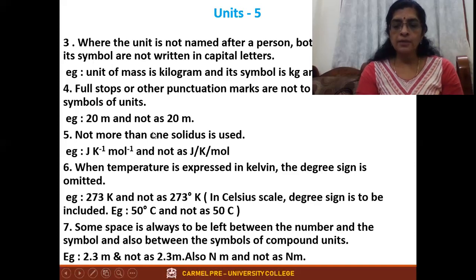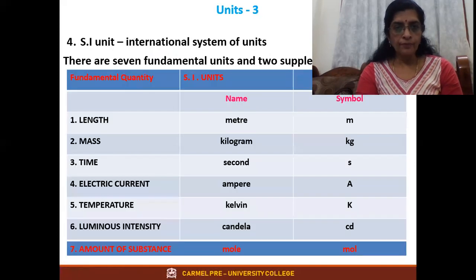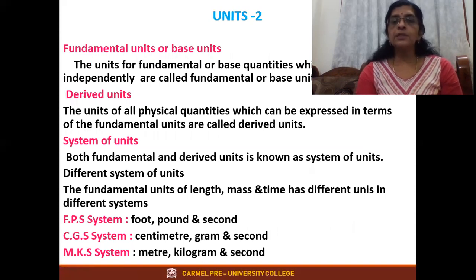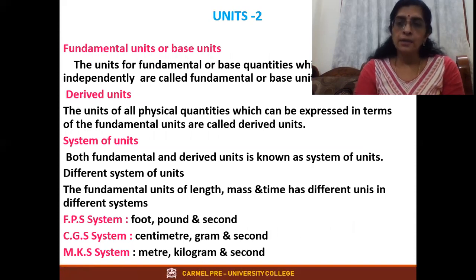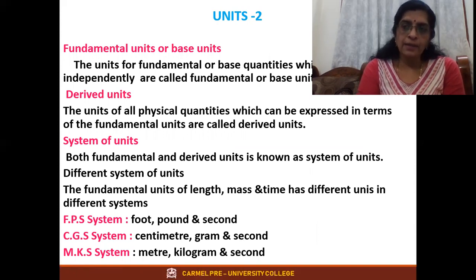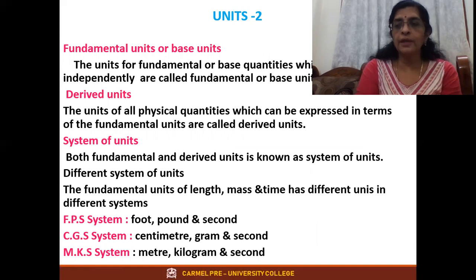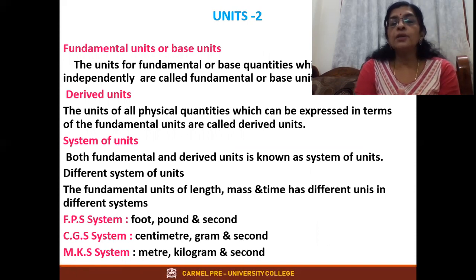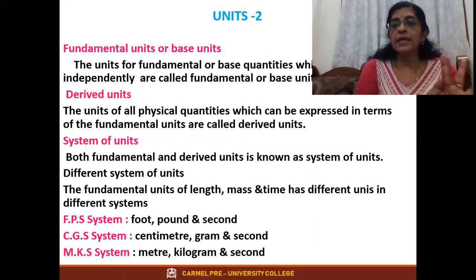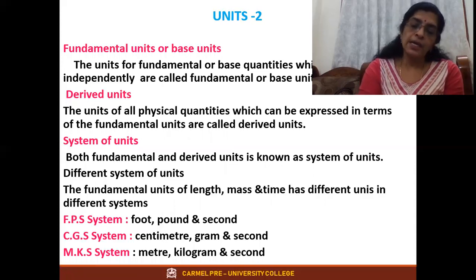So we'll go for a recap. Fundamental units are 7 in number, and along with that, 2 supplementary units also belong here, and then derived units. When you say derived units, there should be 1 or 2 fundamental units with that one, and then we represent that as derived units. There are different systems of units: FPS system, CGS system, MKS system. This MKS system now exists as what is known as the International System of Units.